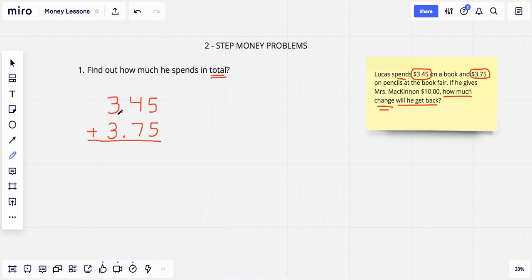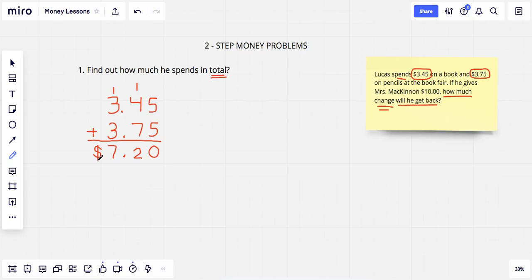Notice again how everything is nicely lined up here. So 5 plus 5 is 10. So if I get 10 or higher, I can regroup. 1 plus 4 is 5, and 5 plus 7 is 12. So I can regroup again. And now I'm going to put my decimal in. Decimals just stay always lined up. Double the 3's is 6, plus 1 is 7. So again, what does $7.20 mean? It means that is how much his items cost in total.